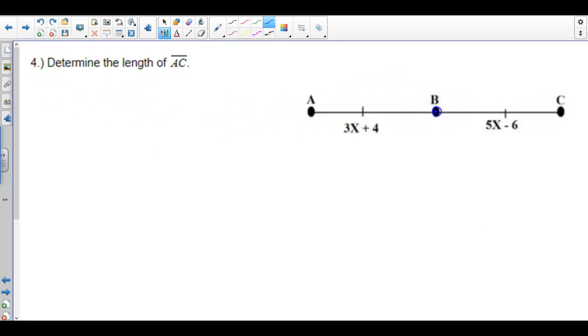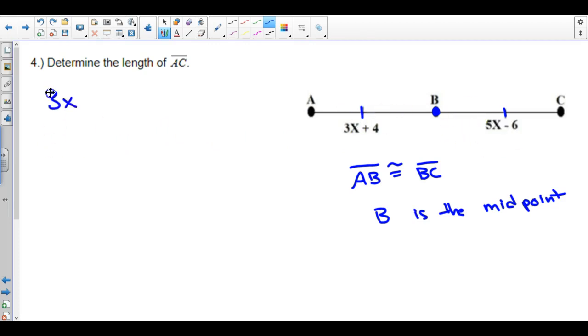So first thing, I'm going to make a conclusion here because of my little congruent marks that segment AB is congruent to segment BC, and that's because B is the midpoint. So B is going to cut that segment basically right in half. That's what creates the two congruent segments, and what that means is that the 3x plus 4 segment is equal to the 5x minus 6 segment. So that creates an equation. 3x plus 4 is equal to 5x minus 6.